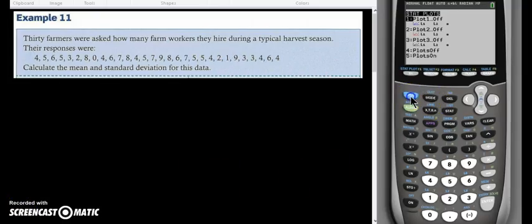All right, so here I have my TI84 on the right. And the question that we're looking at right now is actually one of the examples from the textbook. This is example number 11. So the question wants us to find the mean and the standard deviation. And I'm also going to show you guys how to find the variance. So we're trying to find the mean, the standard deviation, and the variance.